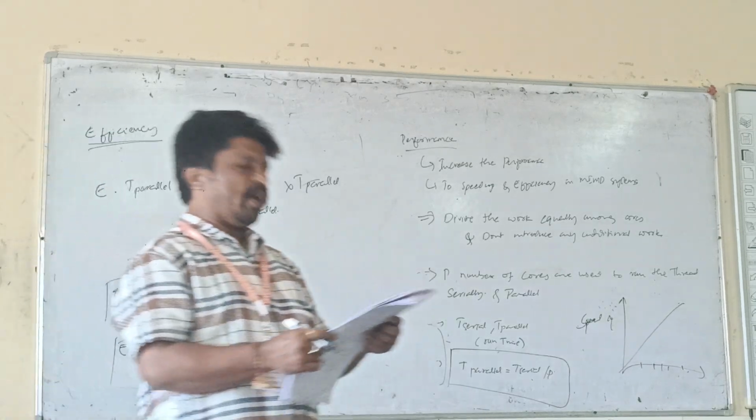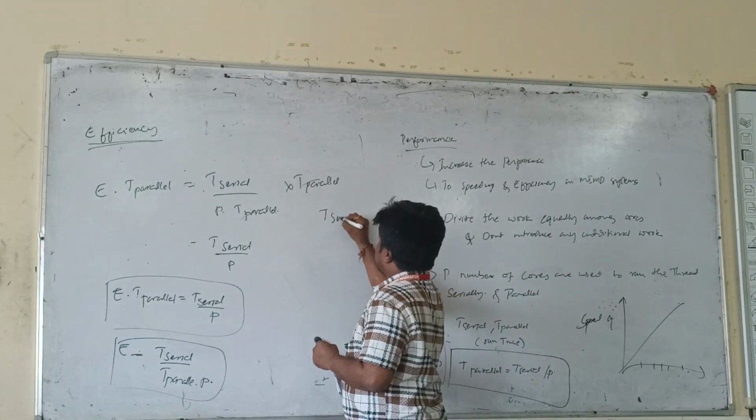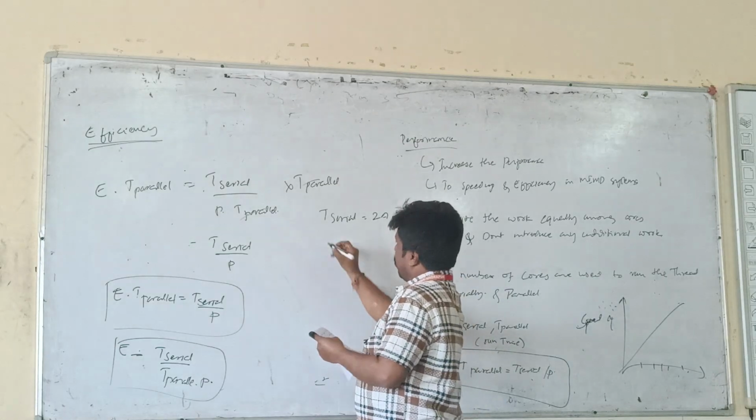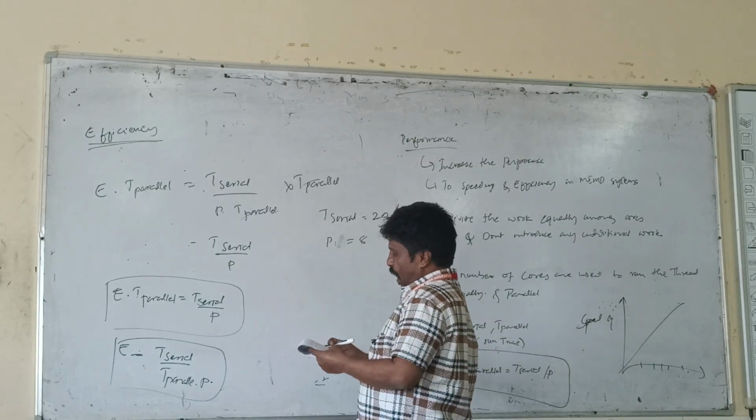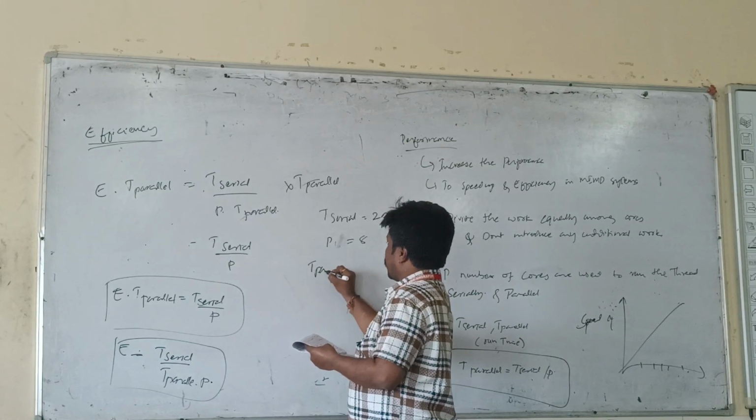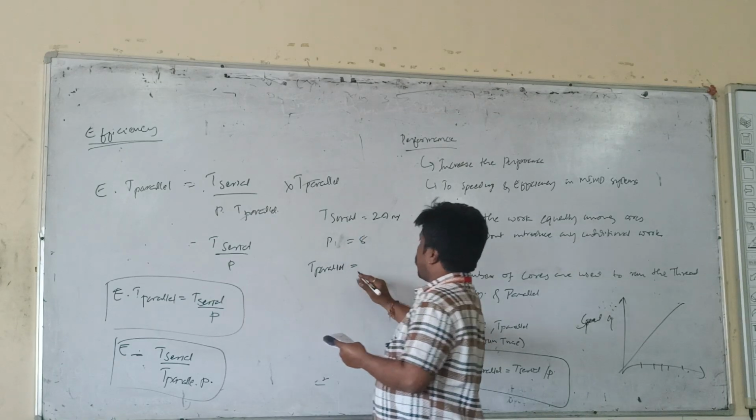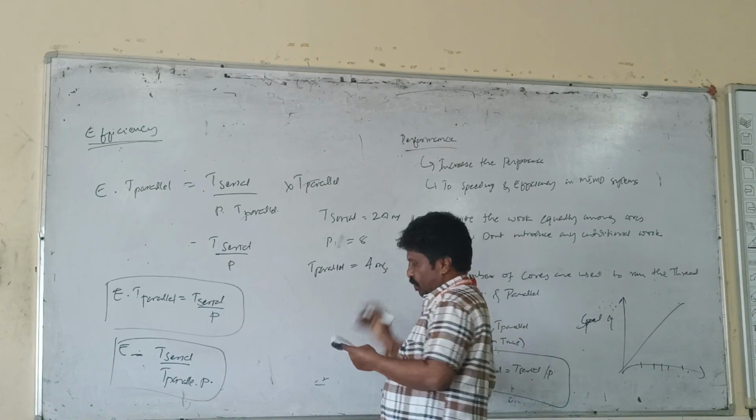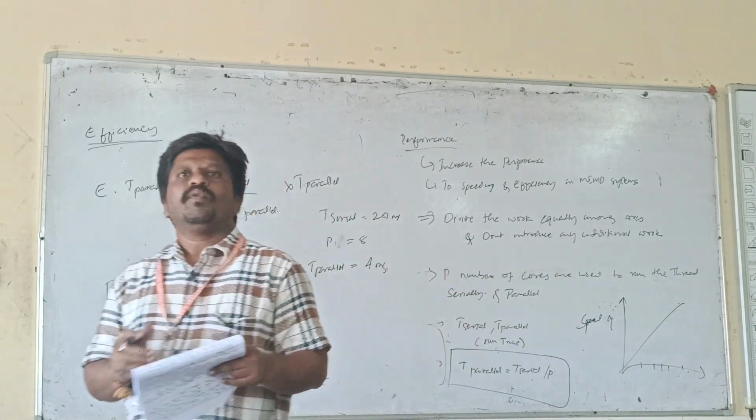If T serial is 24 milliseconds, and P equals 8, the number of processors, 8 only, and T parallel, the time taken to convert the serial program to parallel, is 4 milliseconds, then calculate the efficiency. Just put the values in.